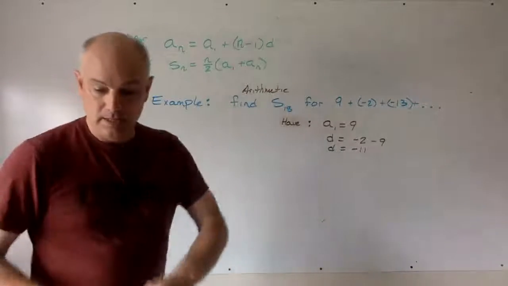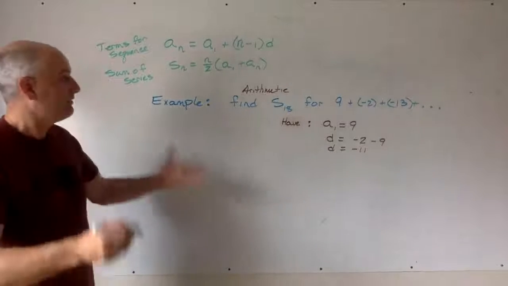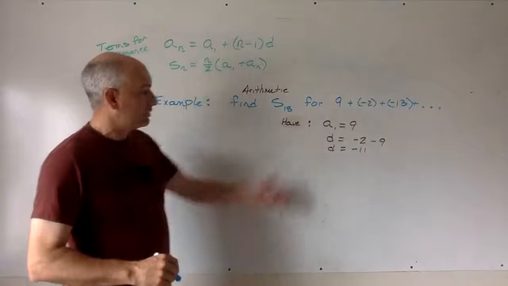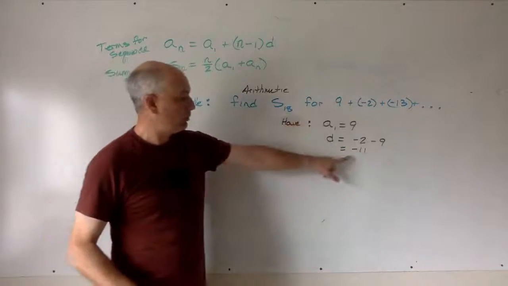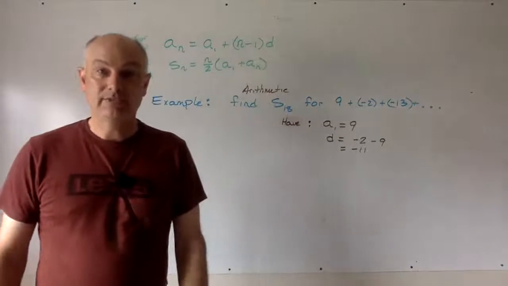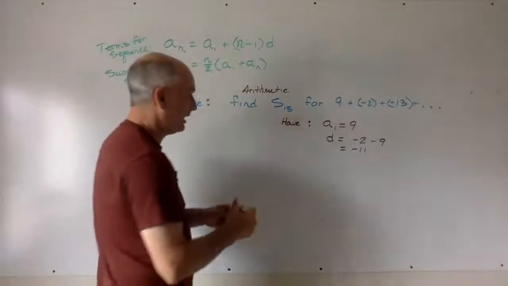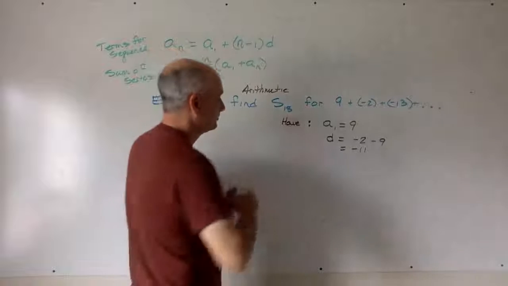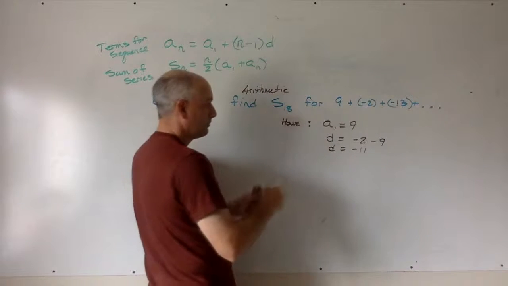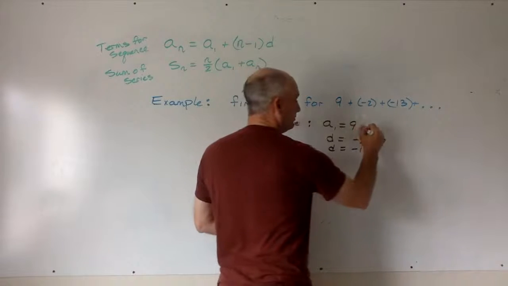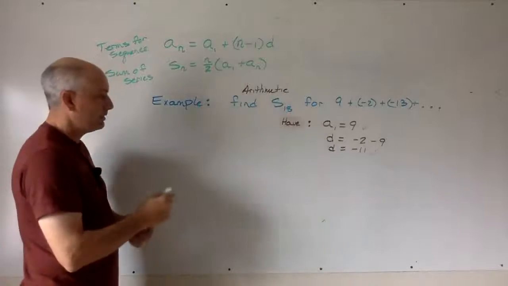Now, here is where I suggest having both formulas. Because look at what we have. We've got a sub 1 and we have D. Okay? So I'm just going to highlight that. So I've got a sub 1. I've got D. Now here's what I'm going to do.